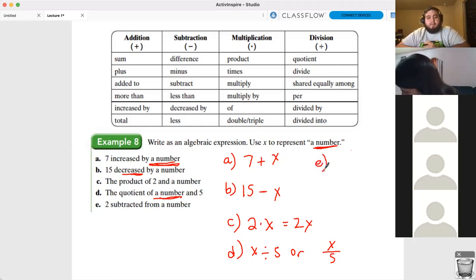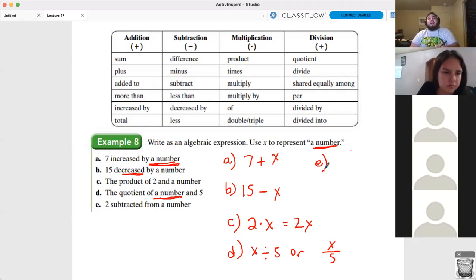Now E. 2 subtracted from a number. 2 subtracted from a number. So how would we write that? X minus 2. Excellent. X minus 2, because look how it reads.